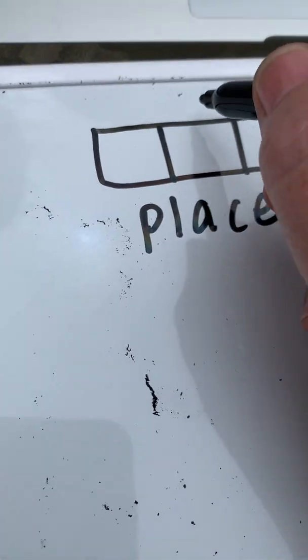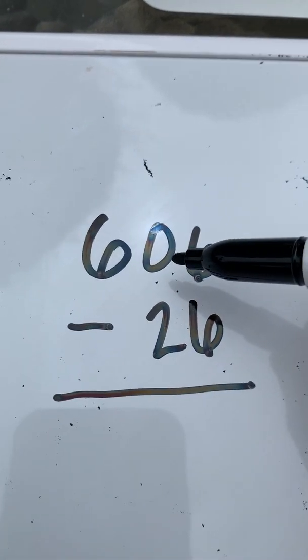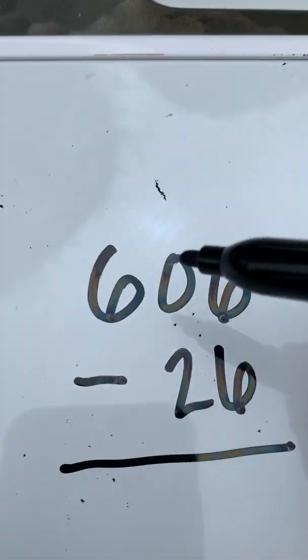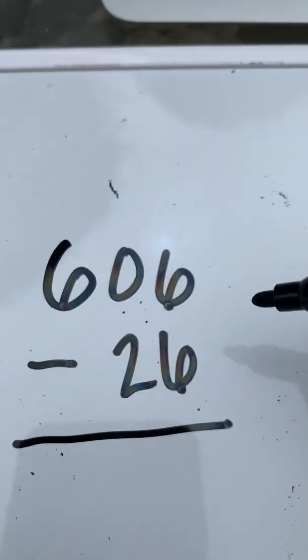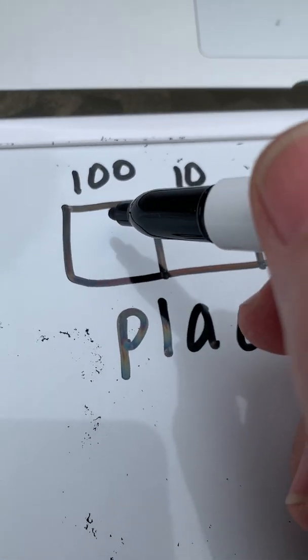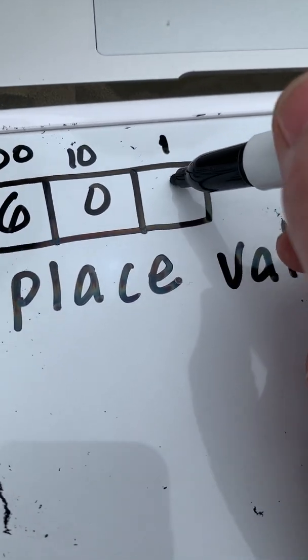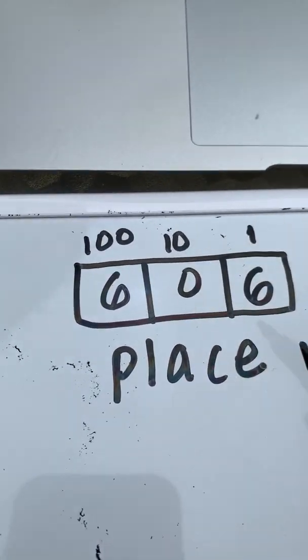This spot is called the tens. So here we have no tens. And this spot is called the hundreds. And in this number we have 6 hundreds. So if I put this number in here, 606, we have 6 ones, no tens, and 6 hundreds.